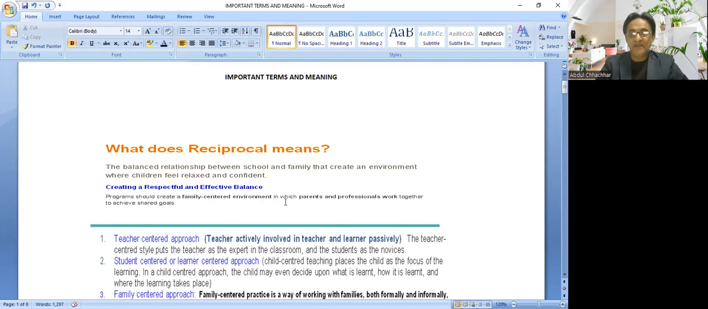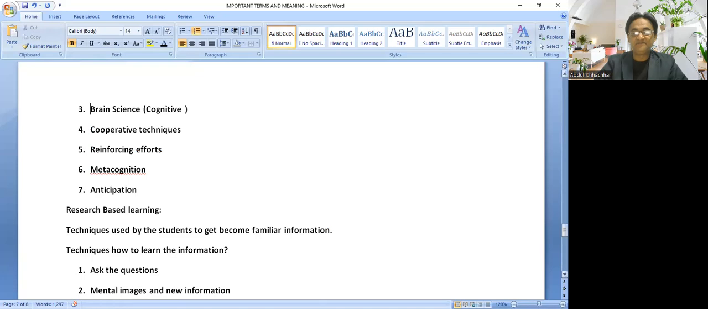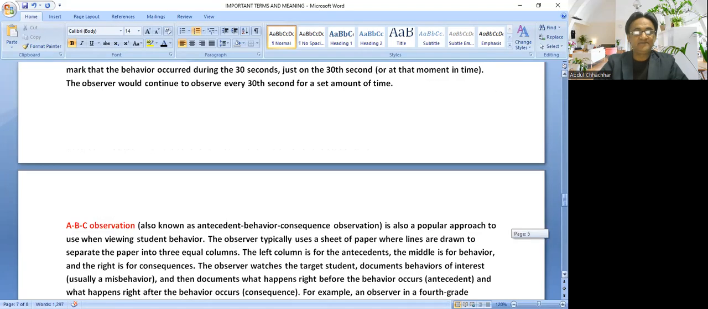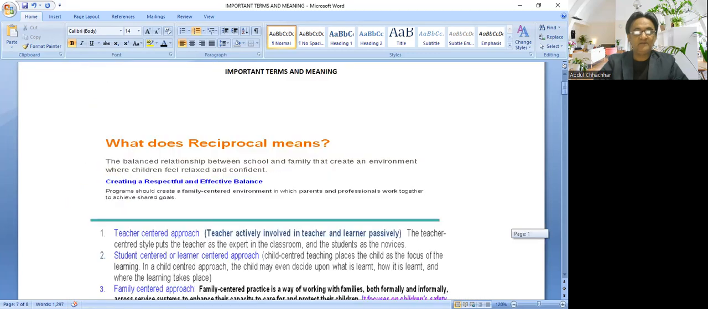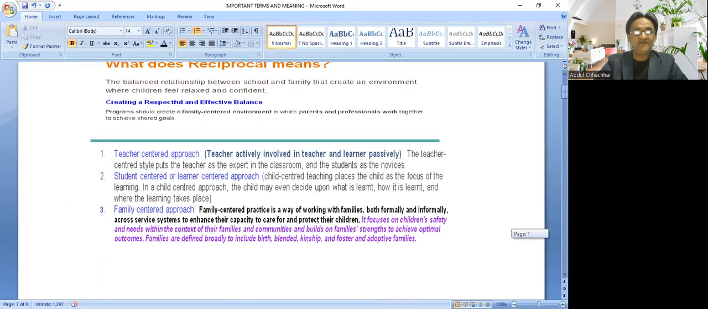As a teacher, you should communicate every single piece of information that's happening in the classroom to the parents and get information from the parents. There are different ways I have already explained of how you're going to share with the parents. Second thing, these were the teacher-centered and student-centered learning approaches, and the family-centered approach, which I have mentioned already.